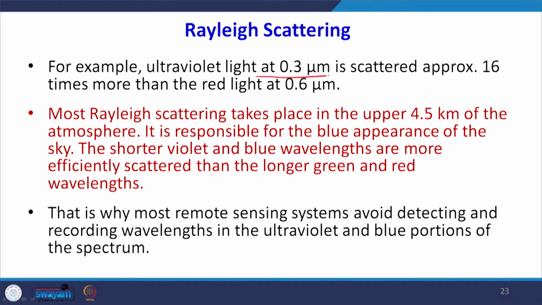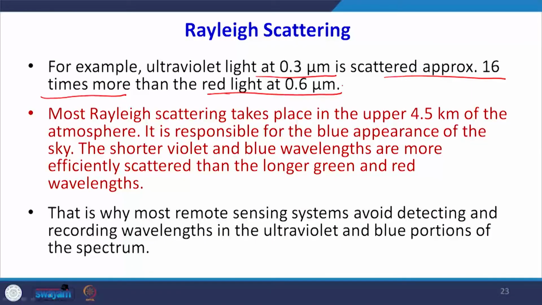Now ultraviolet light, at a wavelength of approximately 0.3 micrometer, is scattered approximately 16 times more with that relationship as compared to the red part of the electromagnetic spectrum, 0.6 micrometer. If we put the wavelength values in the previous relationship, we can see that the ultraviolet light is scattered 16 times more than the red light, and that is why we see the blue color of the sky, because the scattering is more.